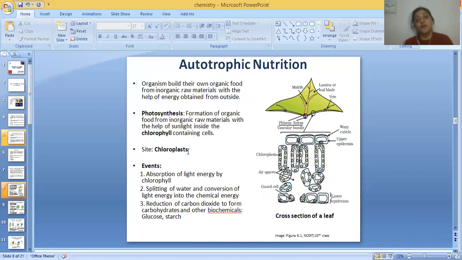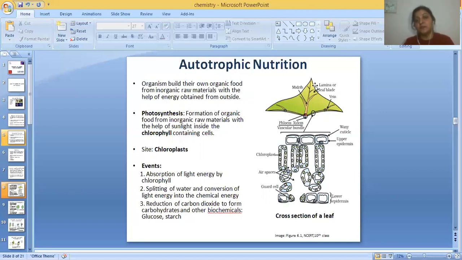And the process of photosynthesis is the formation of organic food from inorganic raw material with the help of sunlight inside the chlorophyll containing cells. So where is the site of photosynthesis? It is chloroplast. These are the green plastids which are found inside the plant cells, and they contain chlorophyll, a green color pigment. As you can see in the diagram, this is a cross section of leaf.